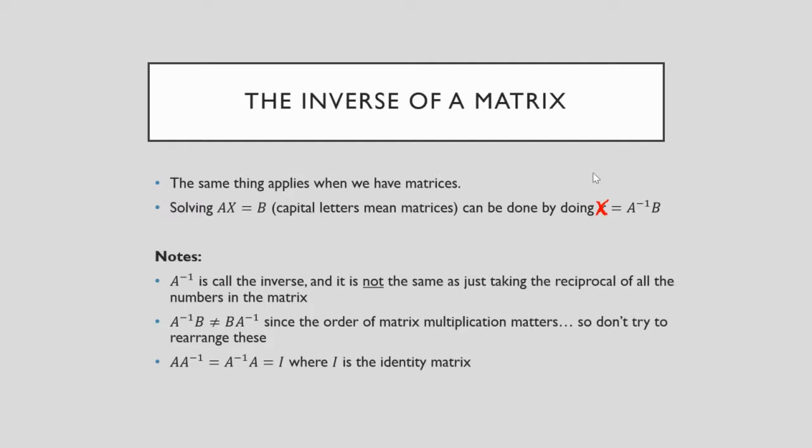Then the last thing to know is that if you take a matrix and you multiply it by its inverse, and you can do that one in any order, those cancel out and you're left with the identity matrix, which has 1s in the diagonal and 0 everywhere else. So those are just some important things to know about matrices.